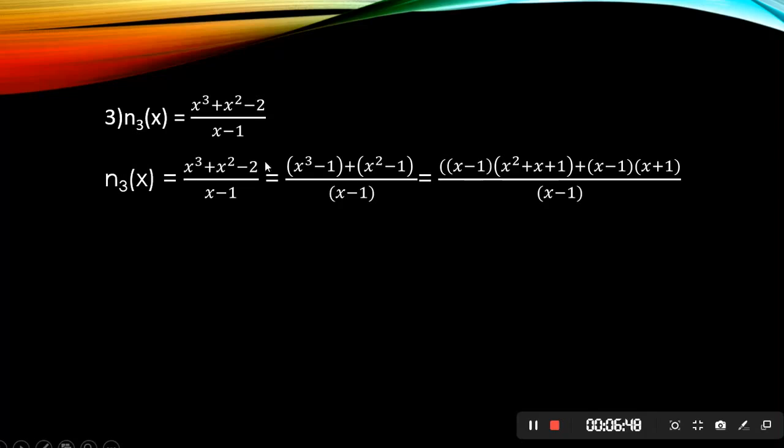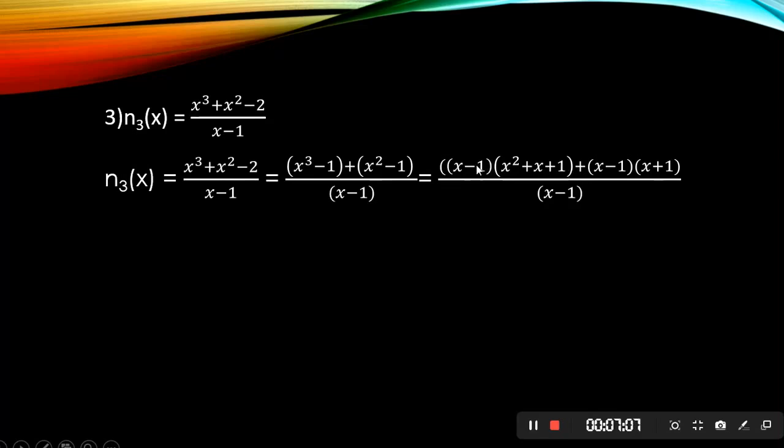Then I have the difference between two cubes. Factorize this into a small bracket and a big bracket. In the small bracket I write the cubic root, x minus 1. In the second bracket: first squared, change the sign, first times second, second squared.